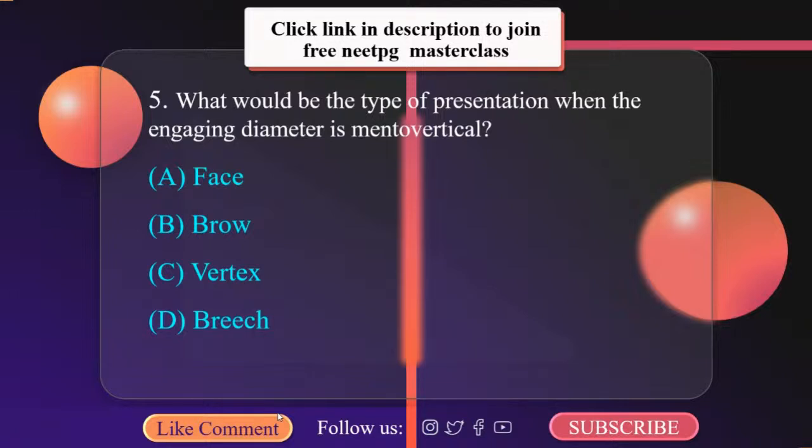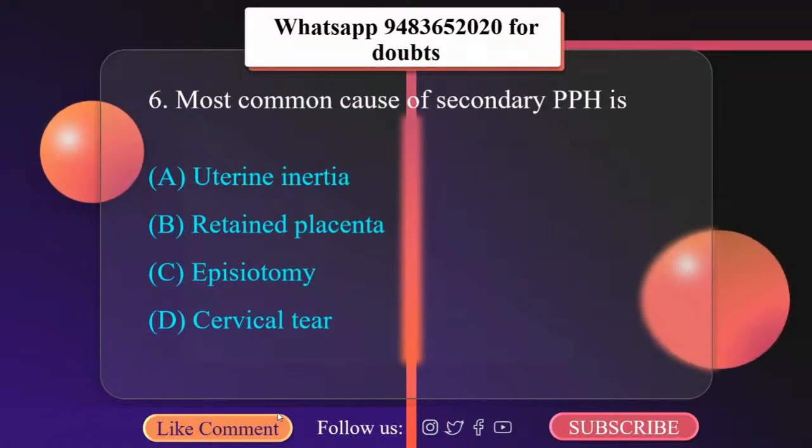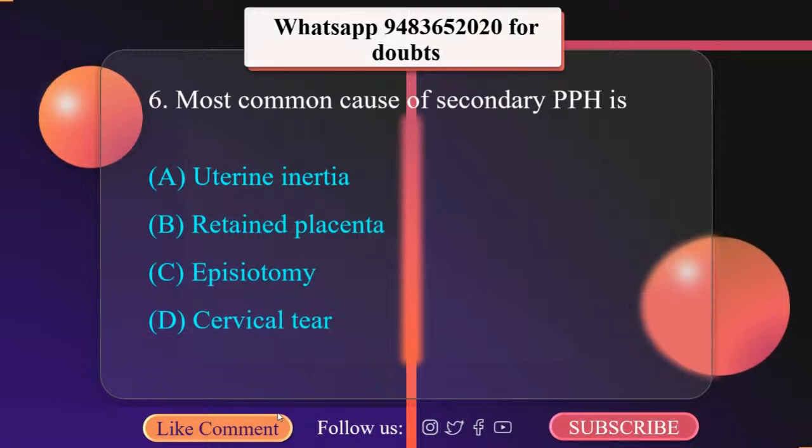Most common cause of secondary PPH is A. Uterine inertia. B. Retained placenta. C. Episiotomy. D. Cervical tear.